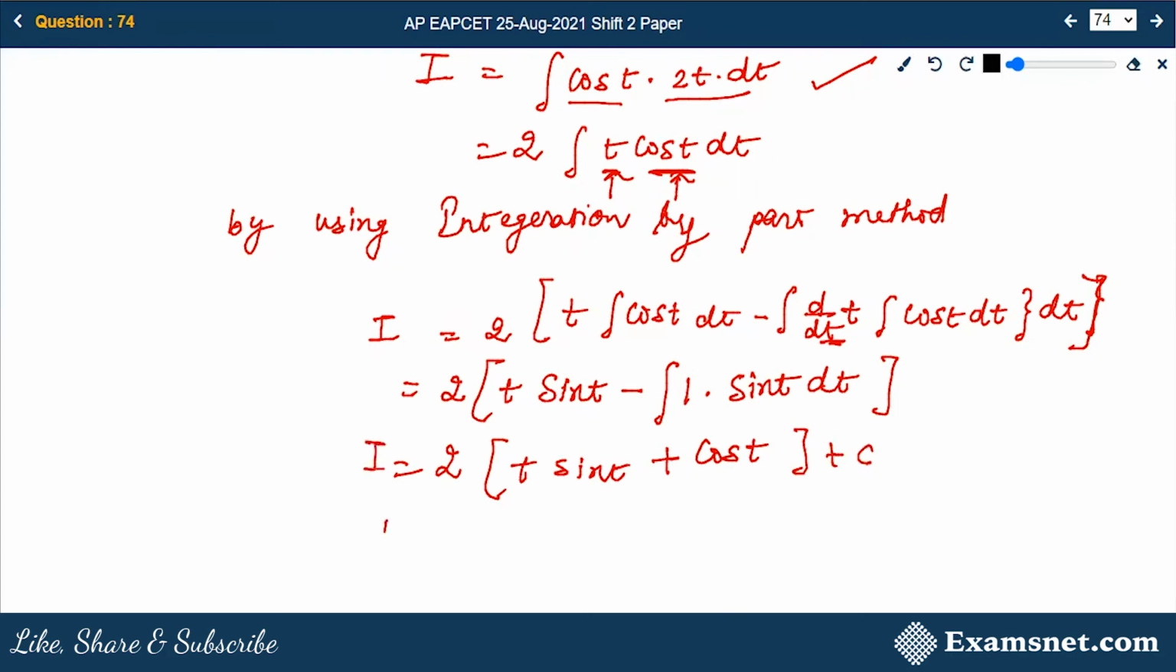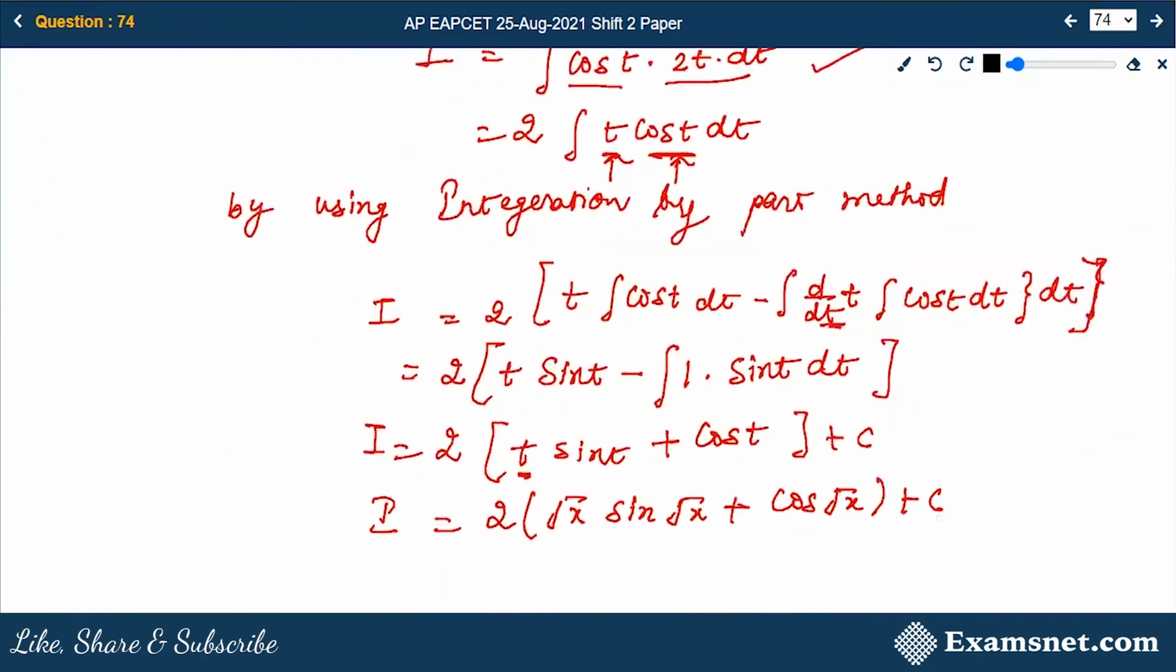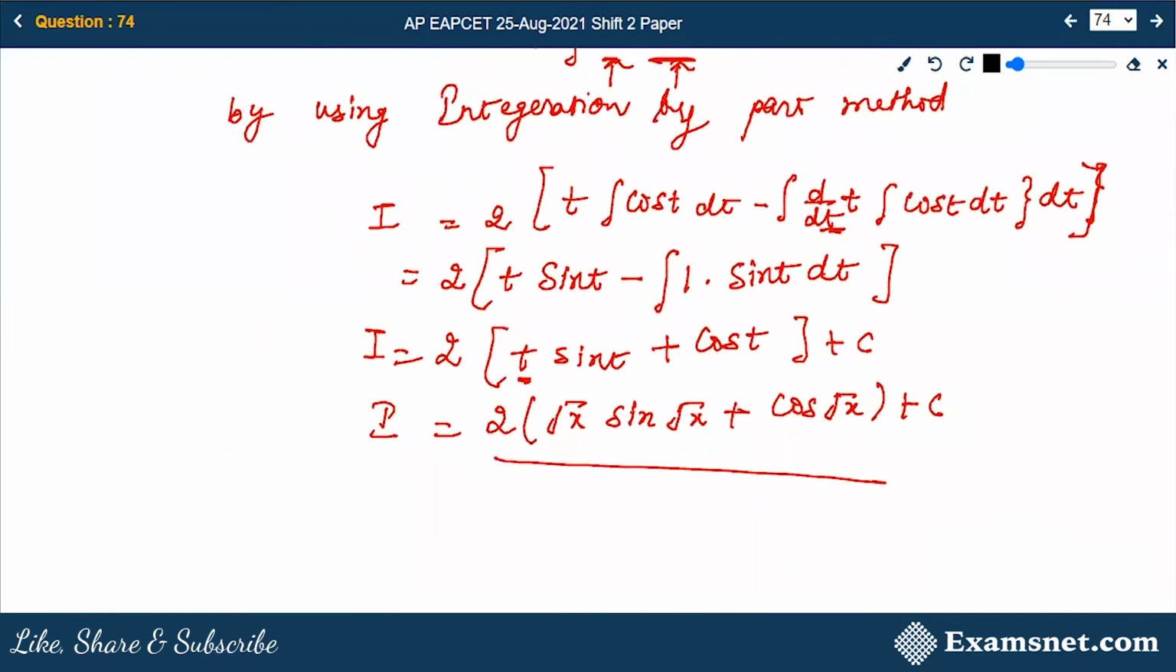So this integral will become 2 times that. This is very simple. Now I'll replace this t by under root x: 2 under root x sin under root x plus cos under root x plus c. So let's see which option matches with our answer. Opening the brackets, it is 2 under root x sin under root x plus 2 cos under root x plus c. Option A is our correct answer because it has just opened up these brackets, which is the same.